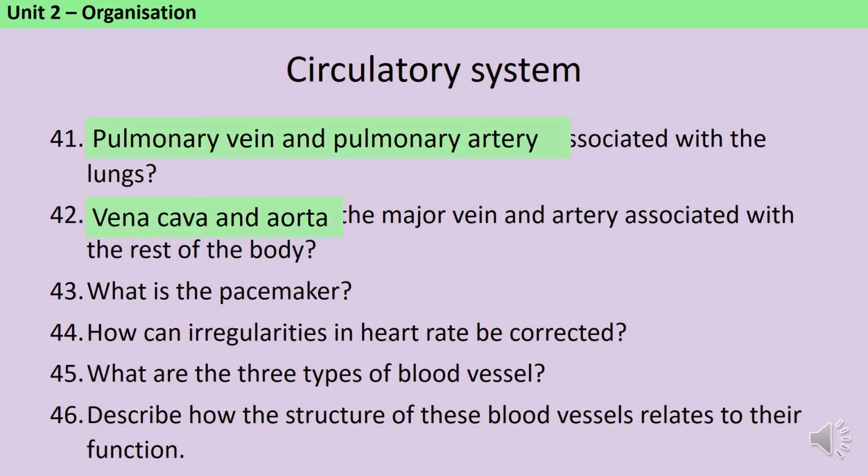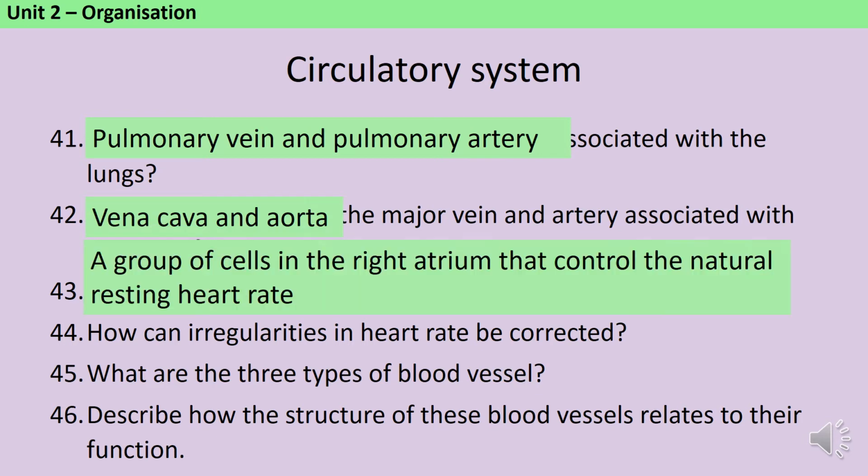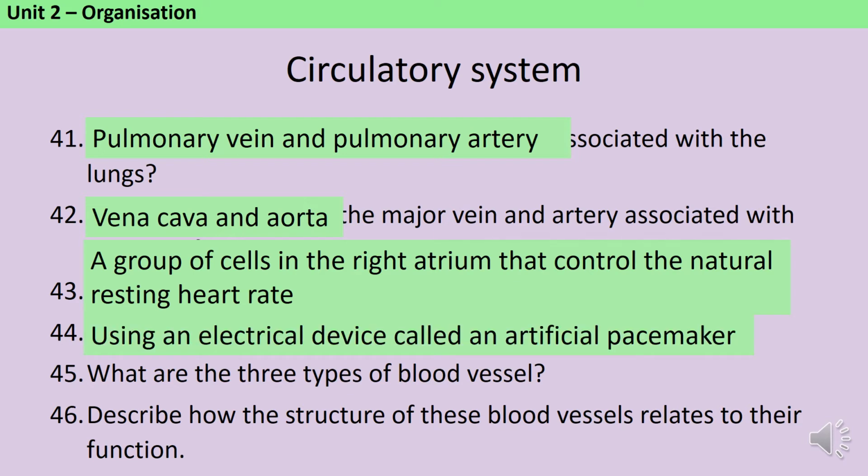The pacemaker is a small group of cells found in the right atrium which control the body's resting heart rate. If you have an irregular heart rate, what we call an arrhythmia, then this can be corrected with an artificial pacemaker, which is an electrical device.